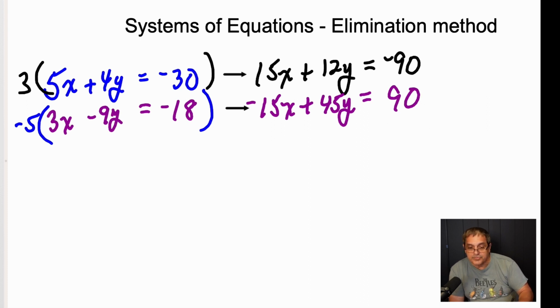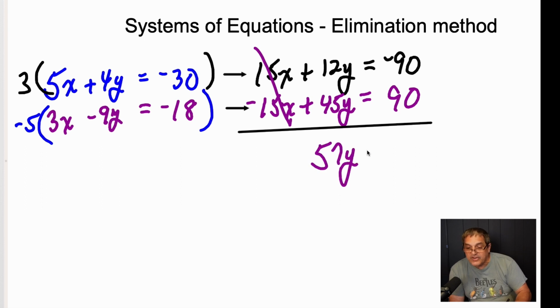Okay. Let's put a nice straight line under there. My x's eliminate. My y's turn out to be positive 57y. But it doesn't matter because negative 90 and positive 90 is 0. So therefore my y is 0.